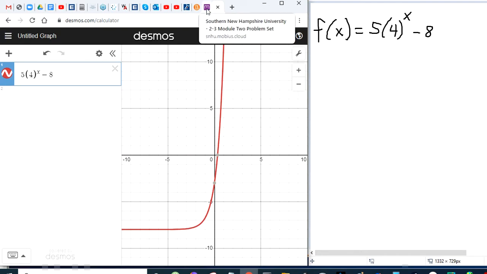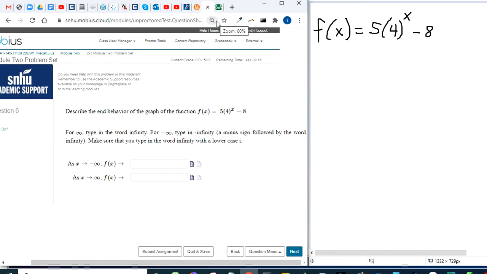And what end behavior means is what's happening with the function as we go really, really far to the right on the x-axis. You know, what sort of y values are we getting when x is really, really big? What sort of y values are we getting when x is really, really small? That's the end behavior of a function.